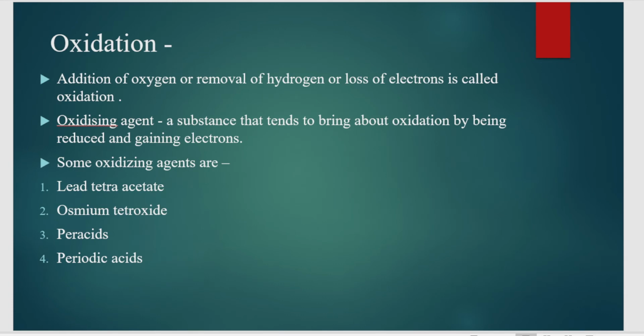So you've already studied in your previous classes. You know what is oxidation. It is nothing but addition of oxygen, or you can also define it as removal of hydrogen, or loss of electrons is nothing but oxidation.